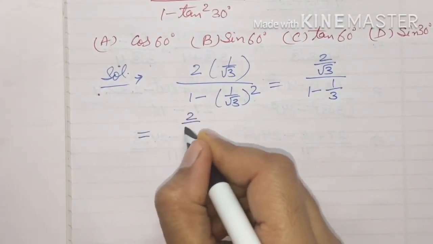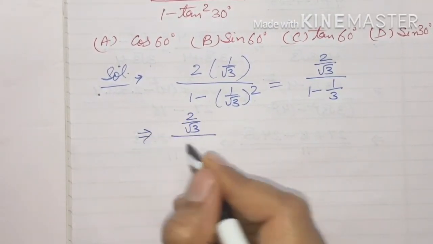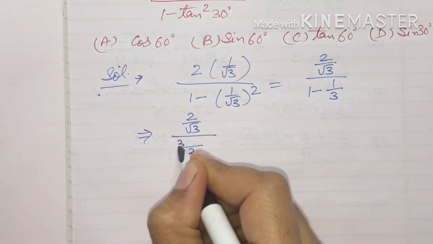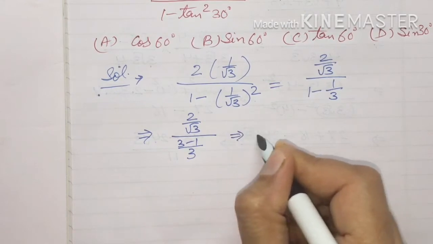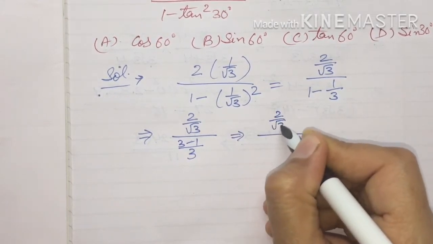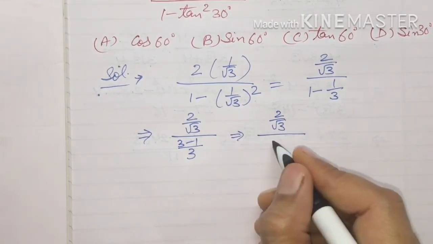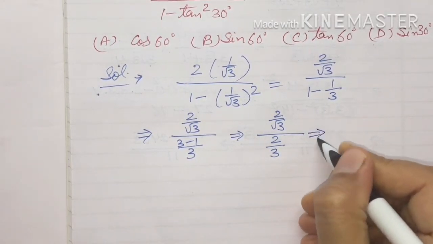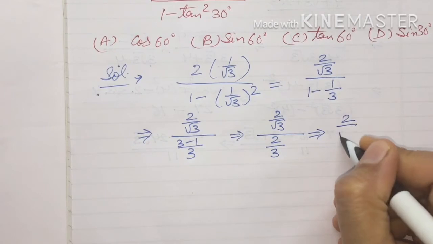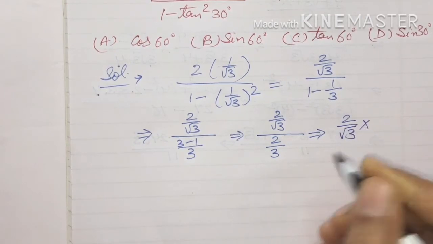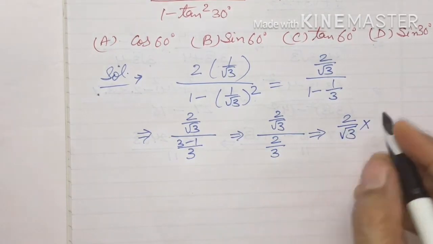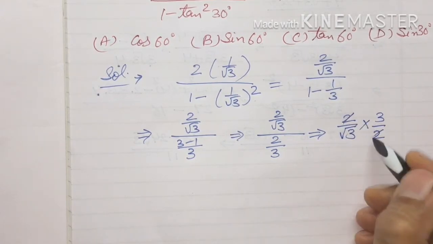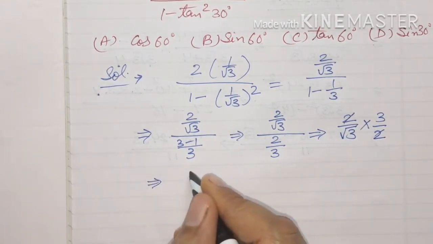So next step, 2 upon root 3 stays the same in the numerator. In the denominator we will solve, take LCM 3, 3 minus 1. So 2 upon 3 in the numerator, and 3 minus 1 is 2, so 2 upon 3 in the denominator. So it will be 2 upon root 3 times the reciprocal of 2 upon 3, which is 3 upon 2. So we can cancel 2. What is the left part here?